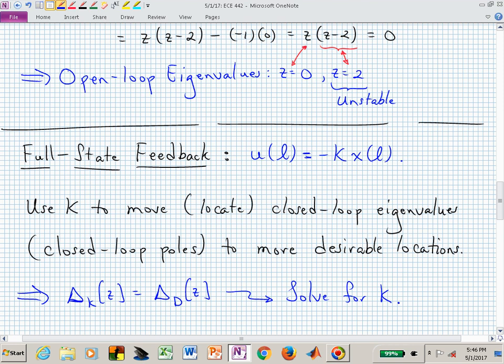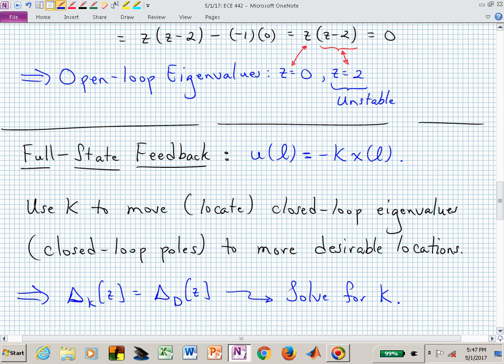the closed loop eigenvalues. We can use K to move the open loop eigenvalues to more desirable locations, and those desirable locations are based on the circle, the heart, and the wedge. The way that we will do that is we will find the characteristic polynomial with these unknown gain values in our full state feedback gain matrix. That's what I mean by delta sub k of z, and we'll set that equal to our desired characteristic polynomial, delta sub d of z.